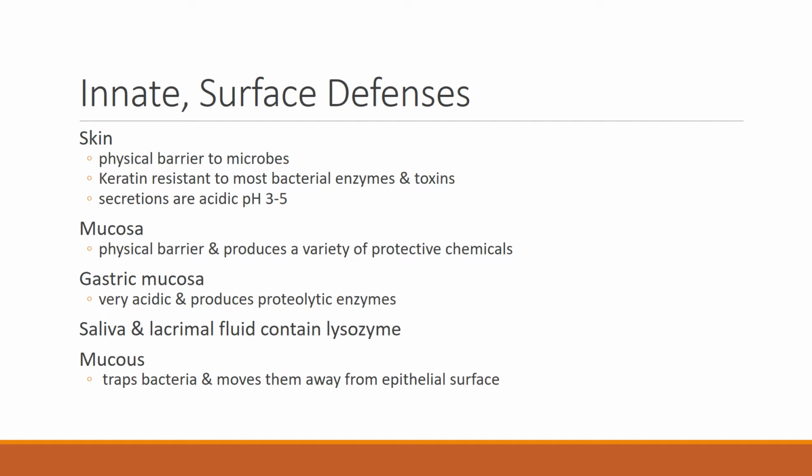And lastly, we have mucus, and this is important for trapping and moving pathogens away from epithelial surfaces, and usually this is accompanied by cilia to help with that movement. We find that with the respiratory tract, and also a little bit with the urinary tract, and with the reproductive tract, especially in females as well.